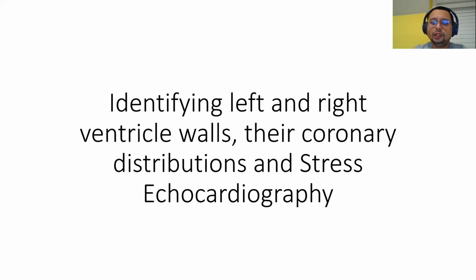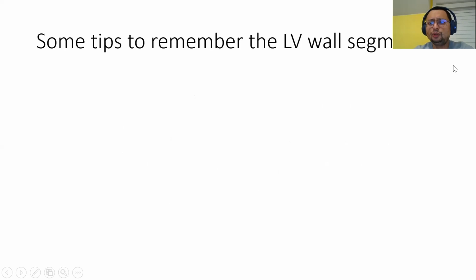Today, in this lecture, I wanted to talk about stress echocardiography. But before we go into stress echocardiography, I wanted to talk a little bit about identifying the left and right ventricular wall, their coronary distribution, and how to remember those areas. I hope I can give you some tips, because it is quite difficult to identify which wall represents which coronary artery segment and how to name it. So let me give you, to begin with, some tips to remember the walls of the left ventricle.